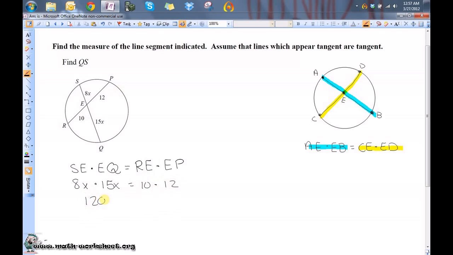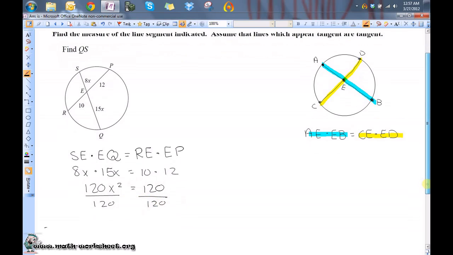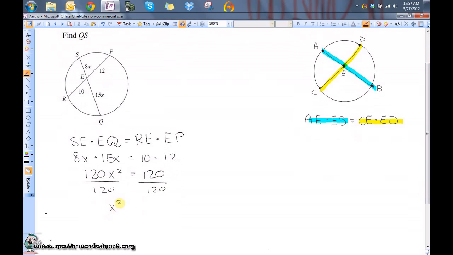So this 120x squared is equal to 120. Now we divide both sides by 120. So that means x squared is equal to 1. Well, generally at this point when you're trying to solve something like x squared is equal to something, it would be x equals plus or minus the square root of whatever that number is.